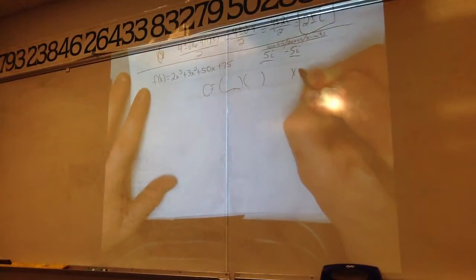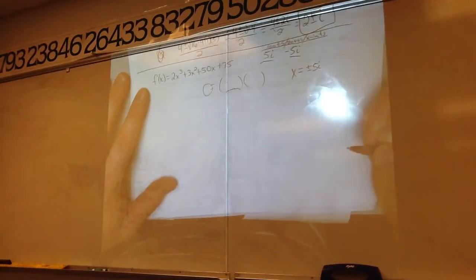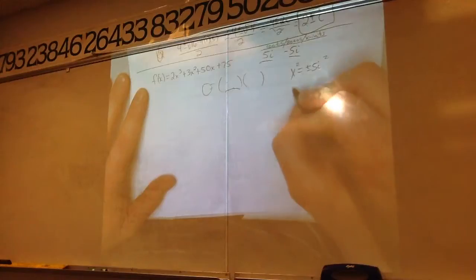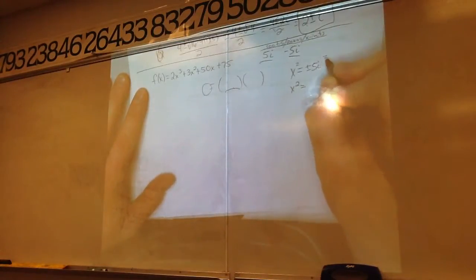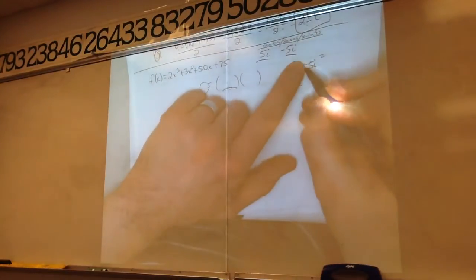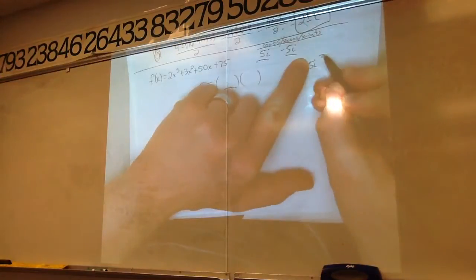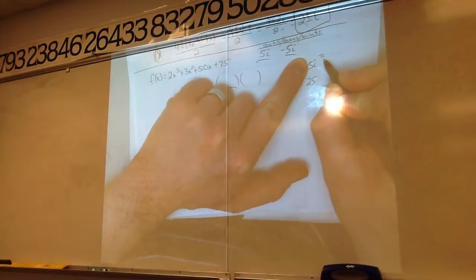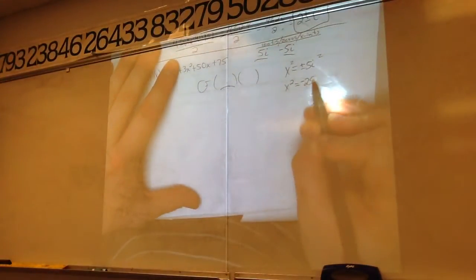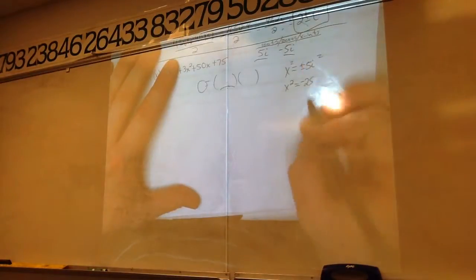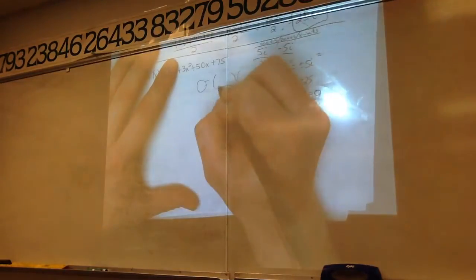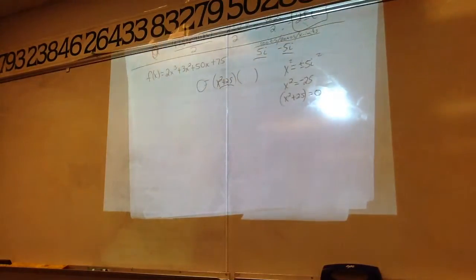I know x is going to equal positive or negative 5i. Square both sides, so the i goes away. x squared will equal, what's 5i squared? 5 squared is 25, i squared is negative 1, so x squared equals negative 25. Plus or minus doesn't matter because you're going to square it. Now add 25 to both sides, so x squared plus 25 equals 0. There's your factor, x squared plus 25.